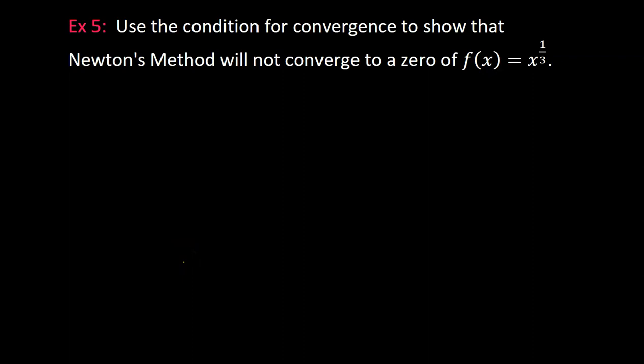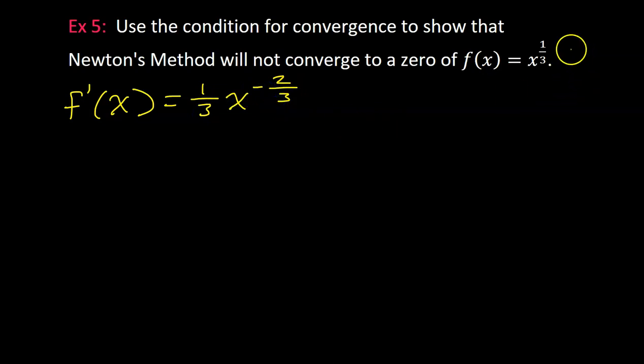Finally, let's use the condition for convergence to show that Newton's method will not converge to a 0 of f of x equals x to the 1/3 power. So the condition for convergence relies on f prime and f double prime. So let's go ahead and calculate both of those. F prime, using the power rule, we will have 1/3 x to the negative 2/3 power.